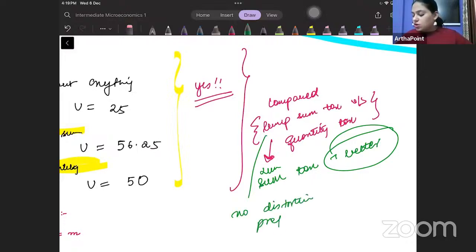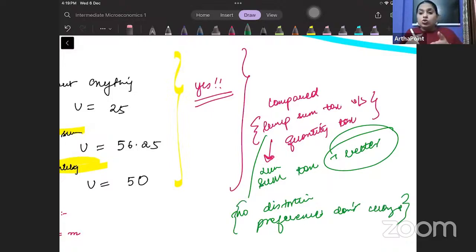Preferences do not change. I explained all of this graphically. No distortion, no change in preferences. And then we also did a numerical on this to prove that a quantity tax makes an individual worse off as compared to a lump sum tax. It is there in the book Serrano. That book also has this example.